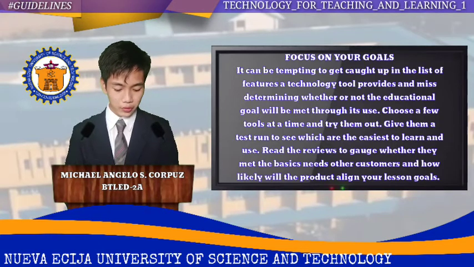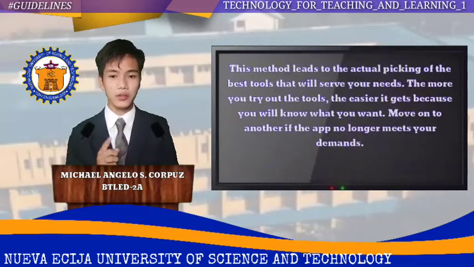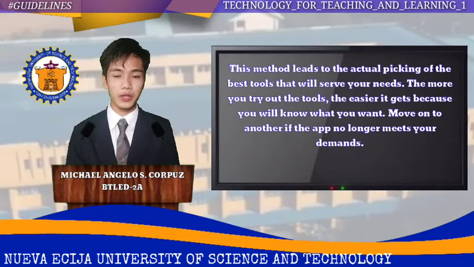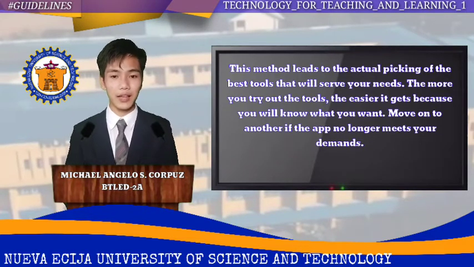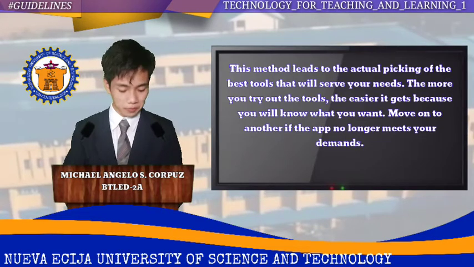Read the reviews to gauge whether they met the basic needs of other customers, and how likely the product will align with your goals or lesson goals. So in the Google Play Store, there are many apps, and when we pick an application, we can see the reviews, the comments, and the ratings of that application, enabling us to have information about whether it met our lesson objectives.